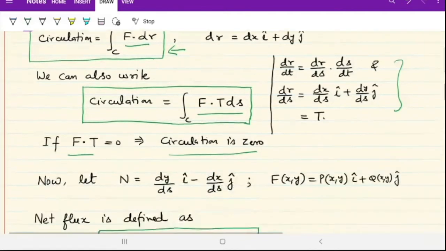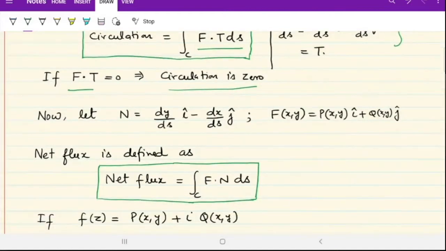Similarly, we had a formula of net flux. That was in terms of unit normal vector. So here N is unit normal to the contour C. It is given by this formula, and net flux can be calculated as line integral of F dot N ds. Now we will see how these two quantities are related to contour integration for a complex function.